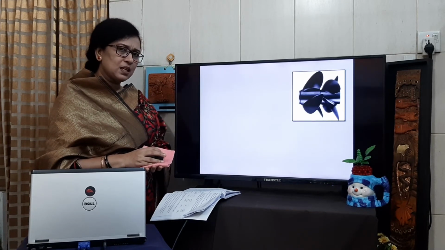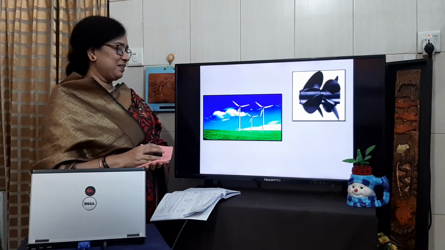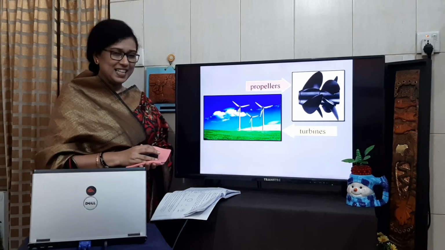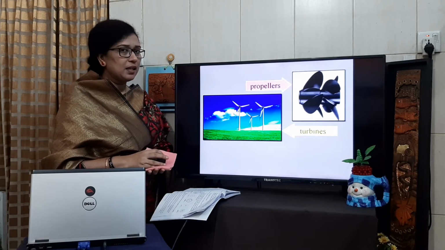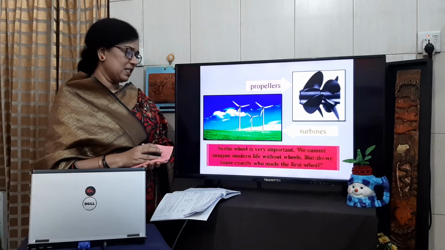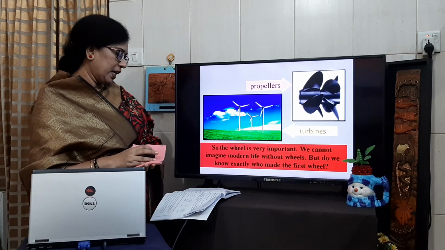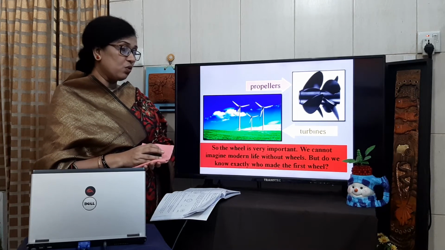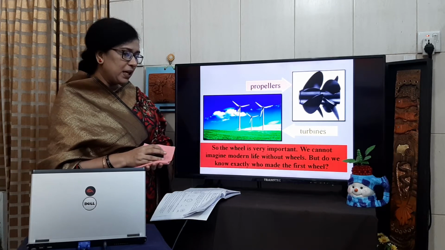What is this? Can you remember? This is a propeller, and these are the turbines. We have mentioned it and we know something about these things. The first one is the propeller and next the turbines. So, the wheel is very important. We cannot imagine modern life without wheels. But do we know exactly who made the first wheel?